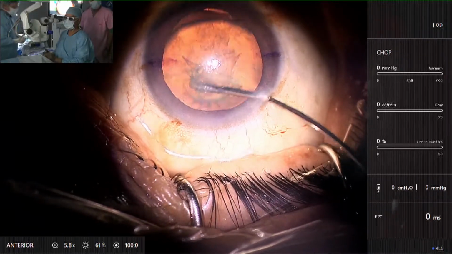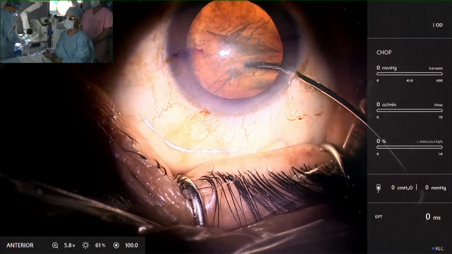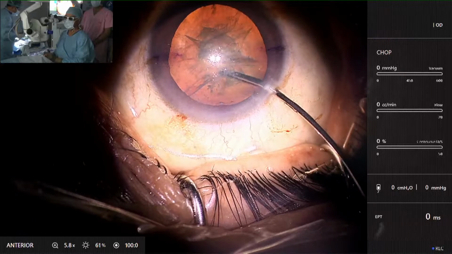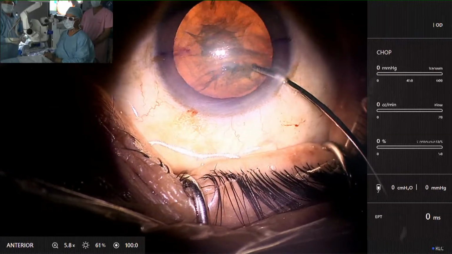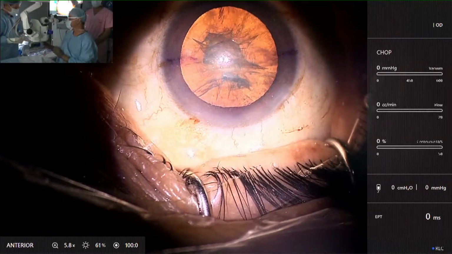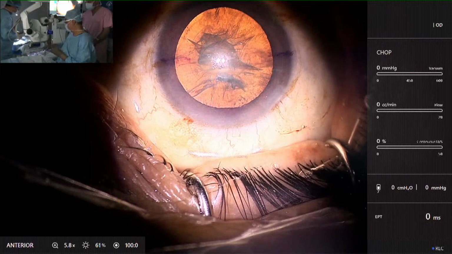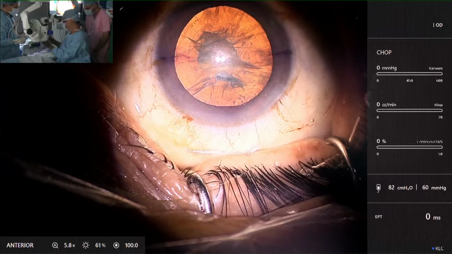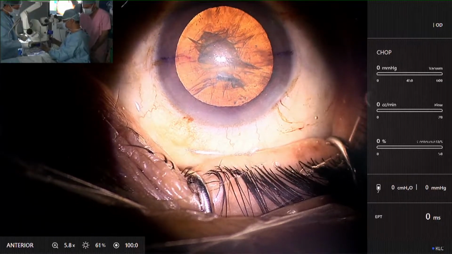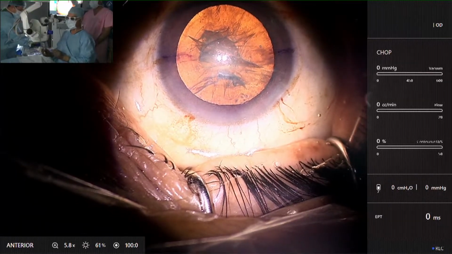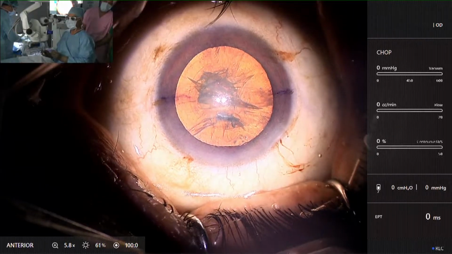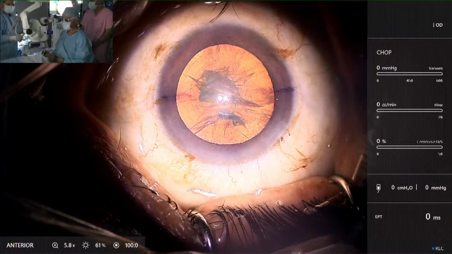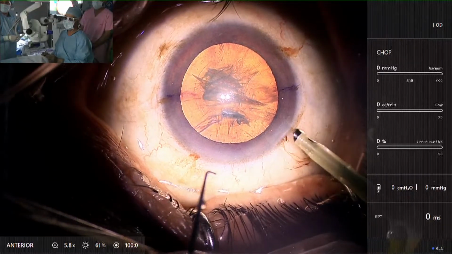So I like to do a fluid wave and then I rotate the nucleus just with my hydrodissection cannula itself. My assistant today, my regular assistant, has made a mistake and given me a different cannula, which is a viscoelastic cannula, but that's okay. So we are now going to do a direct chop, and I'm hoping that the Cortera will work as I want it to.